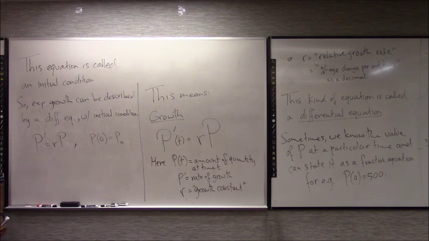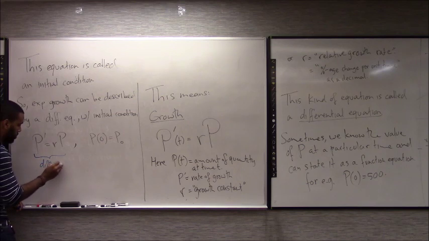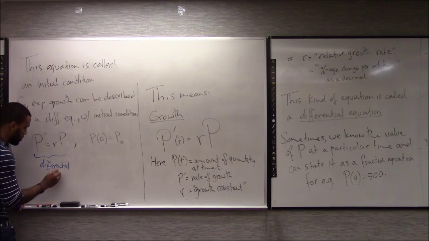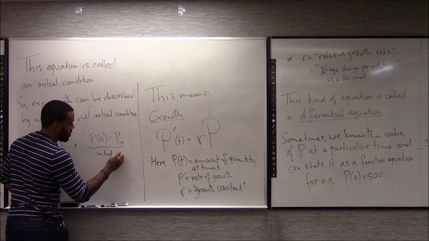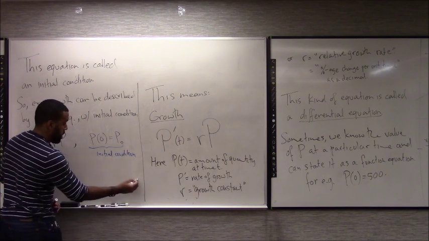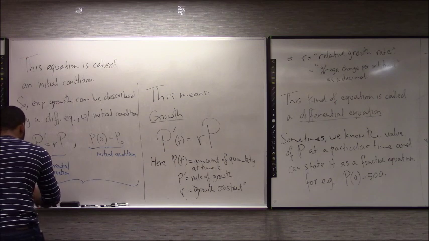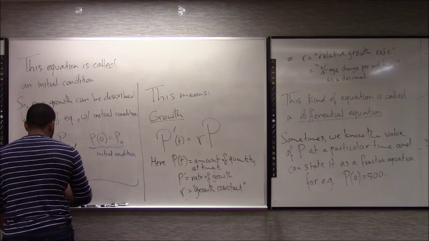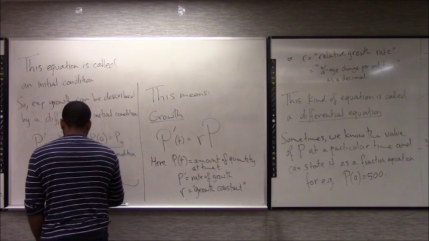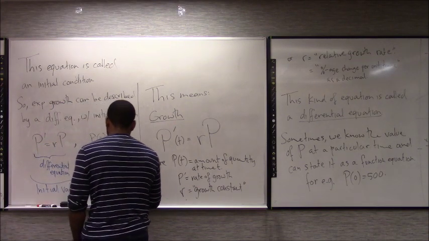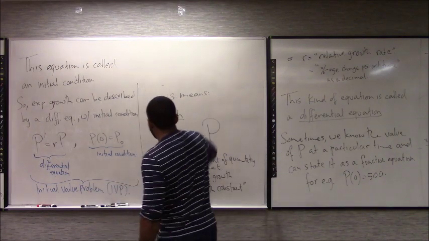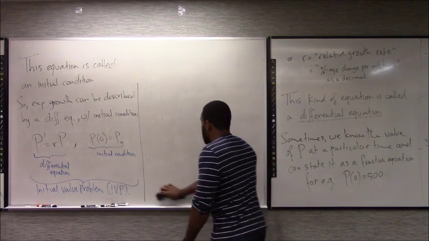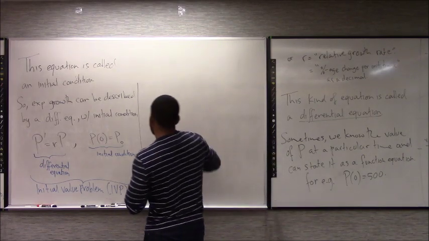This is called the differential equation. This is called the initial condition. And everything together is called an initial value problem, or IVP. Now, we can solve this particular differential equation.